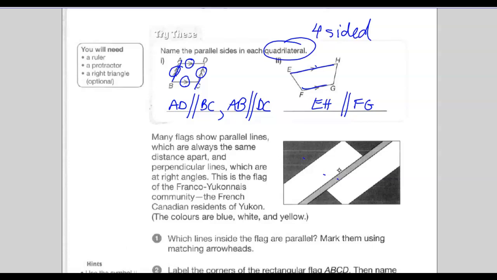Which lines inside the flag are parallel? Mark them using matching arrowheads. So this looks parallel. You could get a ruler to check, but we're going to assume that one, that one, that one, and that one are parallel. Other than that, I mean, the outside, obviously they're parallel, but it says inside the edges of the flag. Then this one over here, I'm going to use two arrowheads because that would be parallel with that side there.